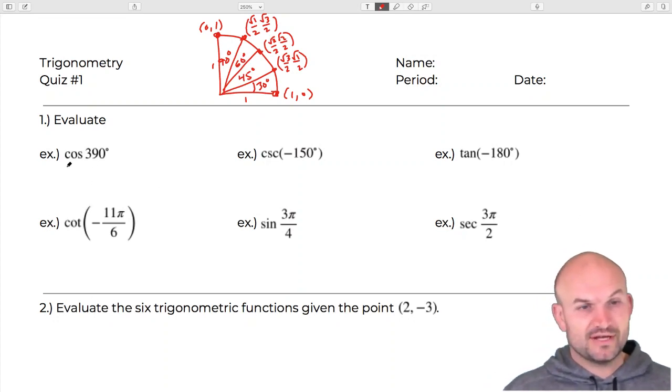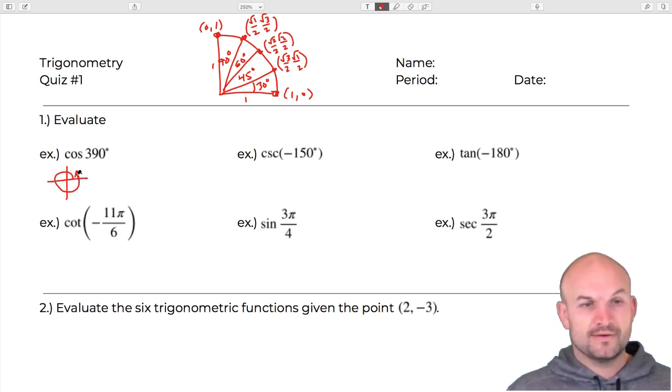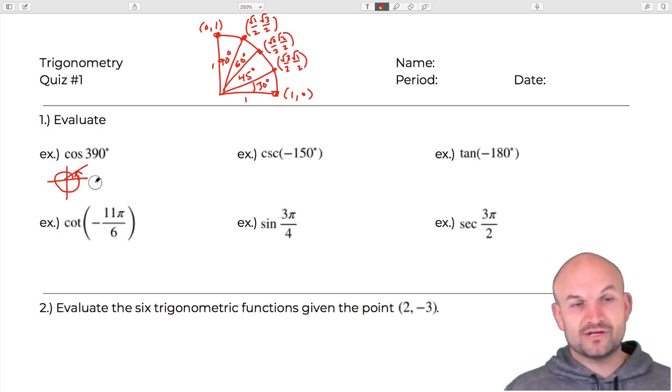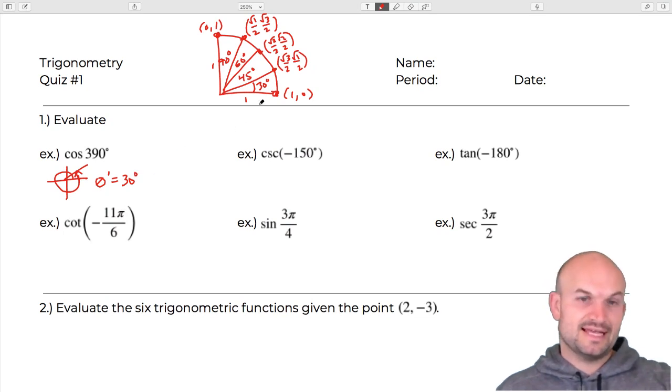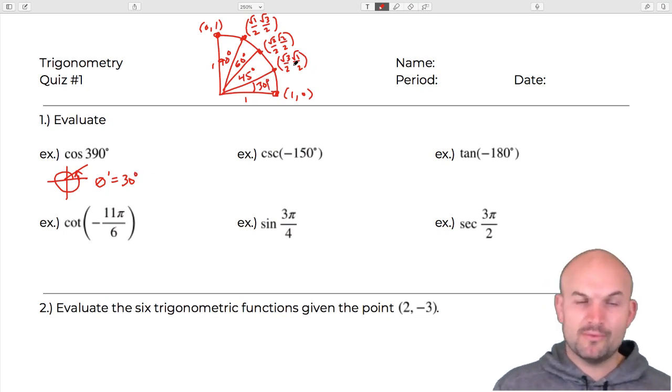So I'm going to sketch the angle in standard form. All the way around is 360. To get to 390, I need to go an extra 30 degrees. Now again, the reference angle here, I could say, is going to be 30 degrees. And you can see that the angle for 30 degrees is square root of 3 over 2, comma 1/2.